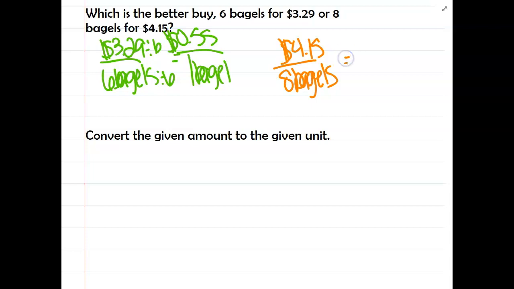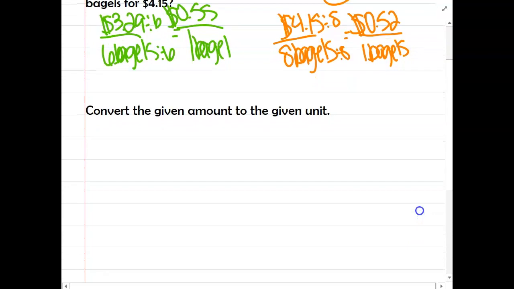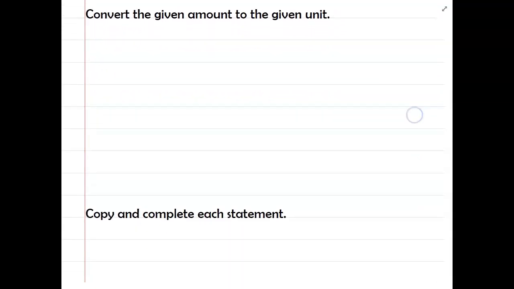Now, if I were to buy 8 bagels, this time we're going to divide by what? By 8 this time, yeah, you just divide by the denominator. So $4.15 divided by 8 would give you 52 cents for one bagel. So just barely, which is the better buy? The 8 bagels, just barely. So that 8 bagels is going to be the better buy. If you don't want 8 bagels, it's probably not going to cost you your retirement if you pay 55 cents for a bagel. Okay? All right, now let's talk about the conversions.